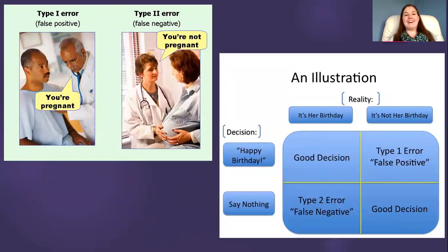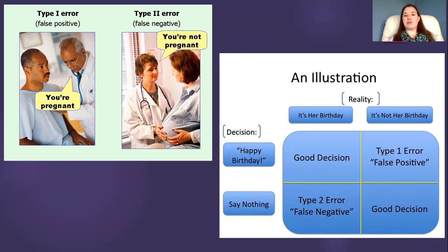Okay. Two visual representations to help you conceptualize type 1 and type 2 error. In the top one here, type 1 error can be thought of as a false positive, right? For example, a doctor telling a man, you're pregnant. This is a false positive because obviously he's not pregnant. Type 2 error is a doctor telling a clearly pregnant woman, you're not pregnant. Type 2 error is a false negative.